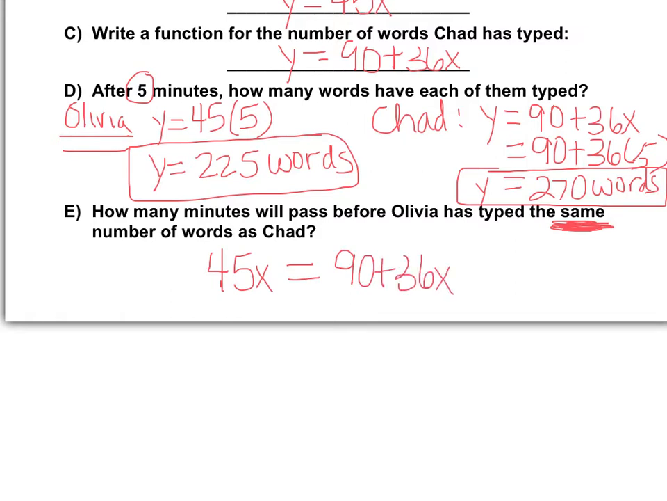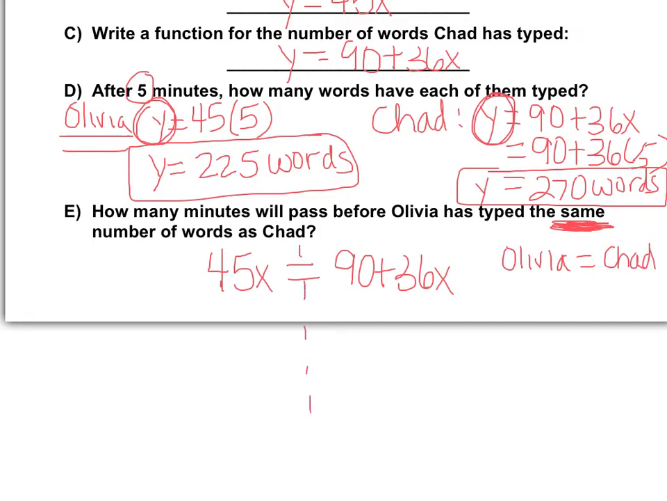So we're trying to figure out when the y value for Olivia and Chad is going to be the same. So we would set both of those equal. You might want to make yourself a note. We're going to take Olivia and set it equal to Chad's equation. And now we're just going to solve it.